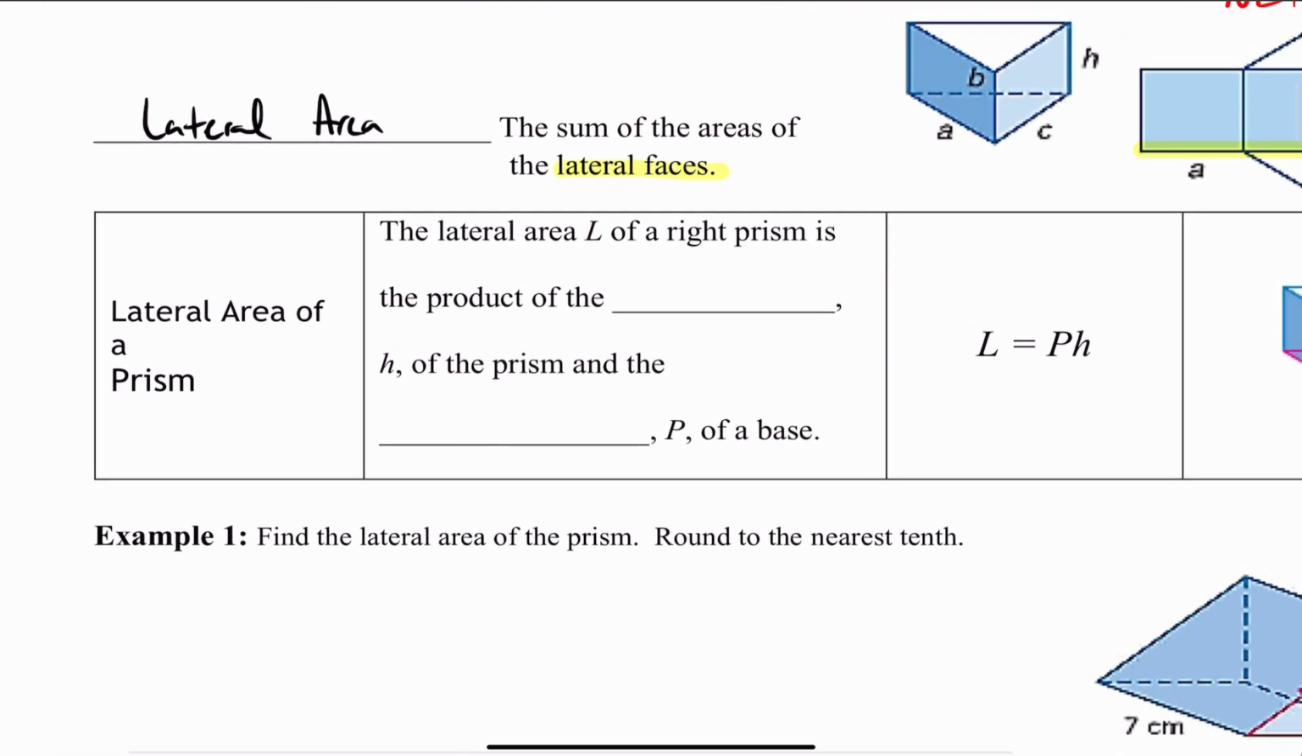The lateral area of a prism or a right prism is the product of the height, h, of the prism and the perimeter, p, of a base.